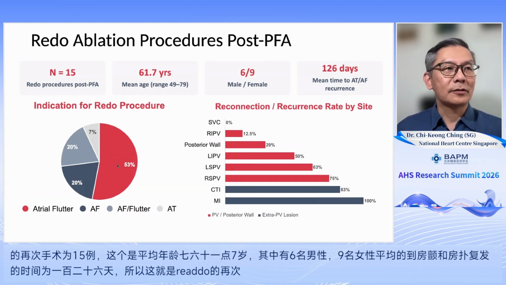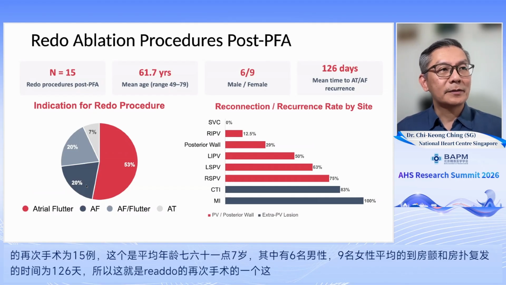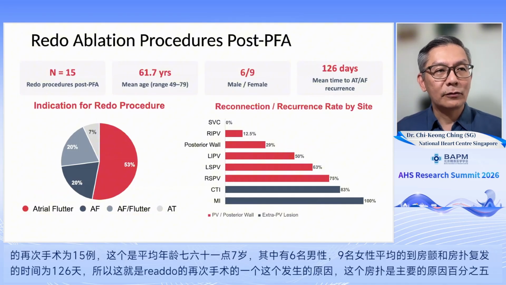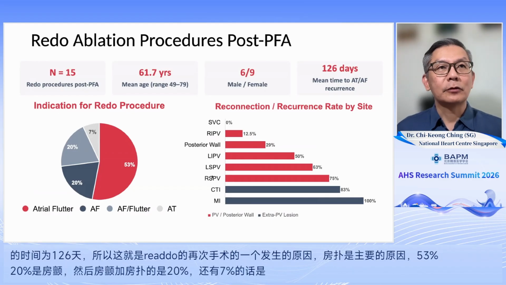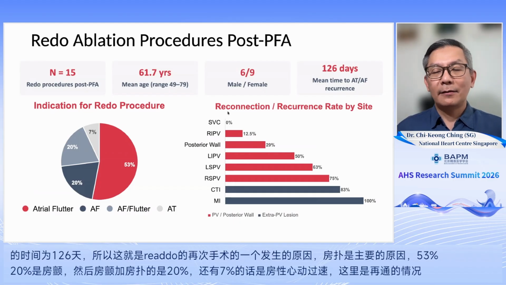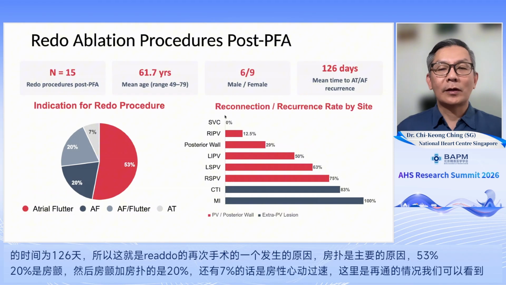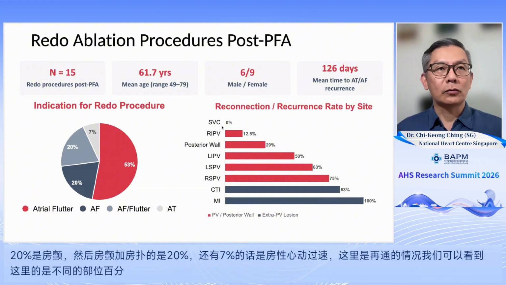53% of these patients had atrial flutter. 20% had AFib recorded, another 20% had atrial fib and flutter, and 7% had atrial tachycardia. So we brought them to the lab, and we map the left atrium. And this is the reconnection or recurrence rate by site. In the 12 patients who underwent SVC isolation, there was no SVC recurrence.